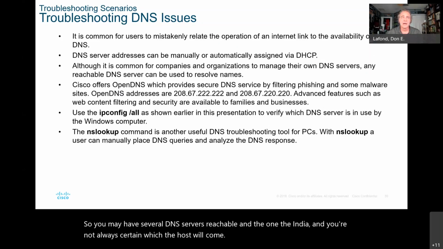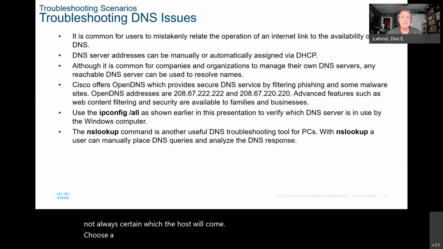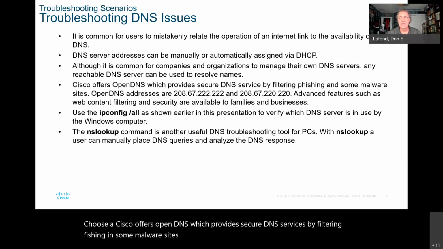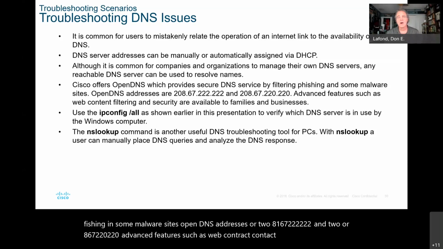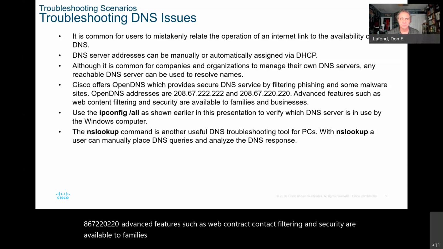Cisco offers OpenDNS, which provides secure DNS services by filtering phishing and some malware sites. OpenDNS addresses are 208.67.222.222 and 208.67.220.220. Advanced features such as web content filtering and security are available to families and businesses.